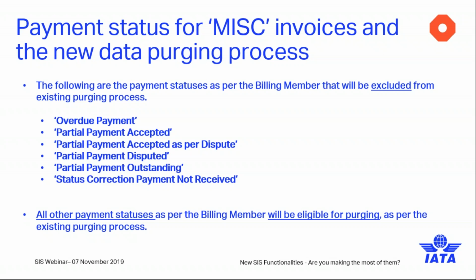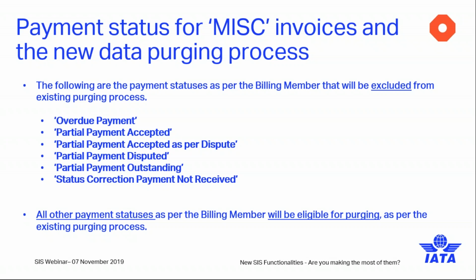In other words, if your billing member updates your bilateral miscellaneous invoice or credit note payment status to overdue payment, partial payment accepted as per dispute, partial payment disputed, partial payment outstanding, or status correction, payment not received. If your billing member assigns such a status to your invoice, they will be excluded from purging.